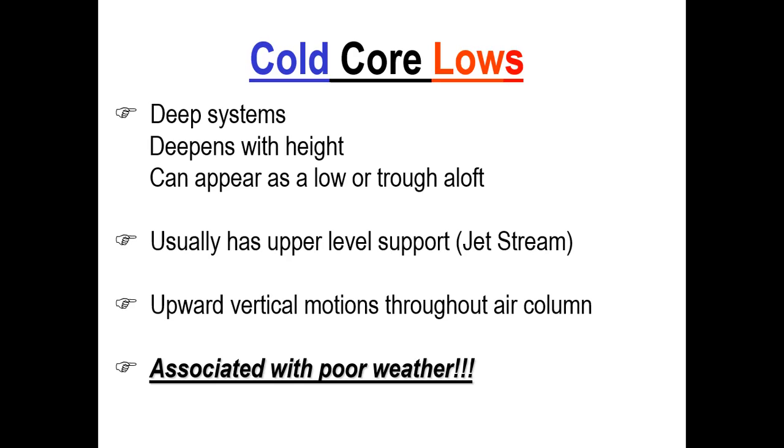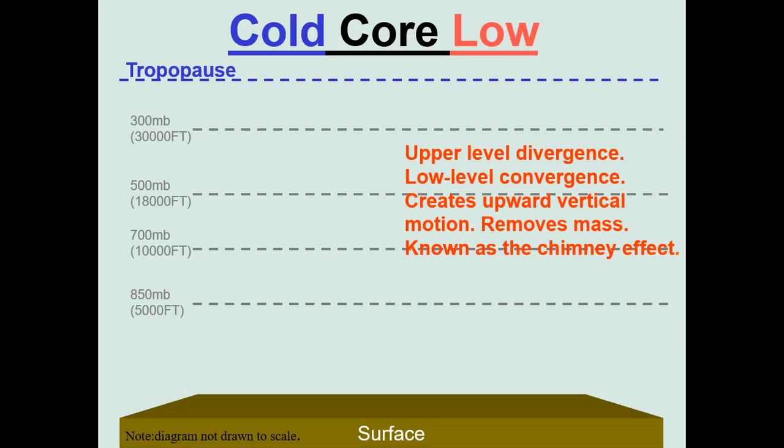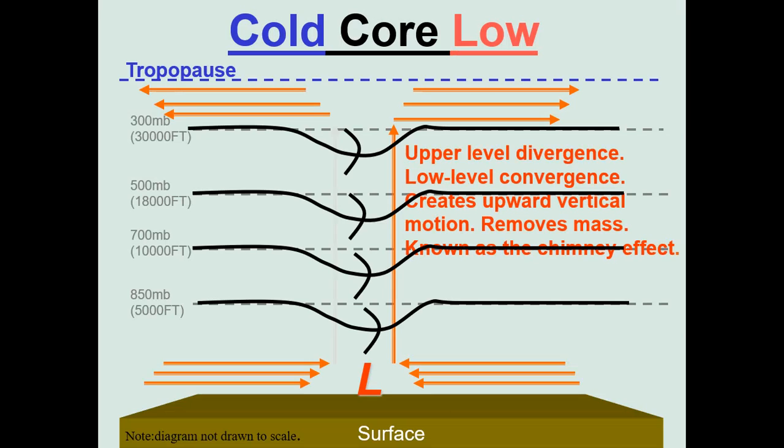They can actually get cut off or removed from the main jet stream, and they can form what's known as cutoff lows. So let's take a look here at what happens with cold core lows. So now look at how you have a dip in the line all the way from 5,000 feet up to 30,000 feet, 850 millibars up to 300 millibars with a cold core low.